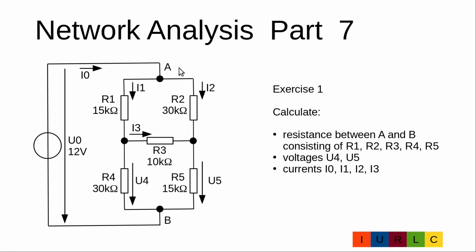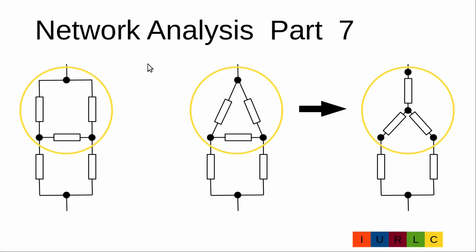In exercise 1, we should determine the resistance between A and B of these 5 resistors, the voltages U4 and U5, and the currents I0, I1, I2 and I3. Due to the fact that the ratio between R1 and R4 and the ratio between R2 and R5 are different, a current flows through R3. And therefore we cannot use the normal formulas for parallel or serial resistances to simplify the circuit. Here we can use the delta-wye transformation.